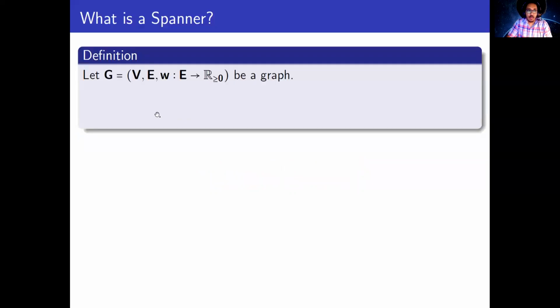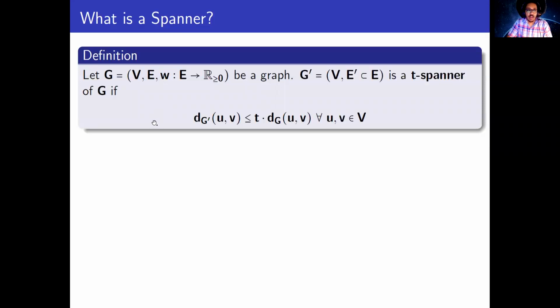I'll begin with a formal definition of what a spanner is. Let G be a graph with non-negative edge weights. We say that a subgraph G' is a T-spanner of G if distances between all pairs of vertices are preserved up to some multiplicative factor T. This multiplicative factor T is called the stretch of the spanner. Less formally, spanners are a form of graph sparsifiers that approximately preserve distances.